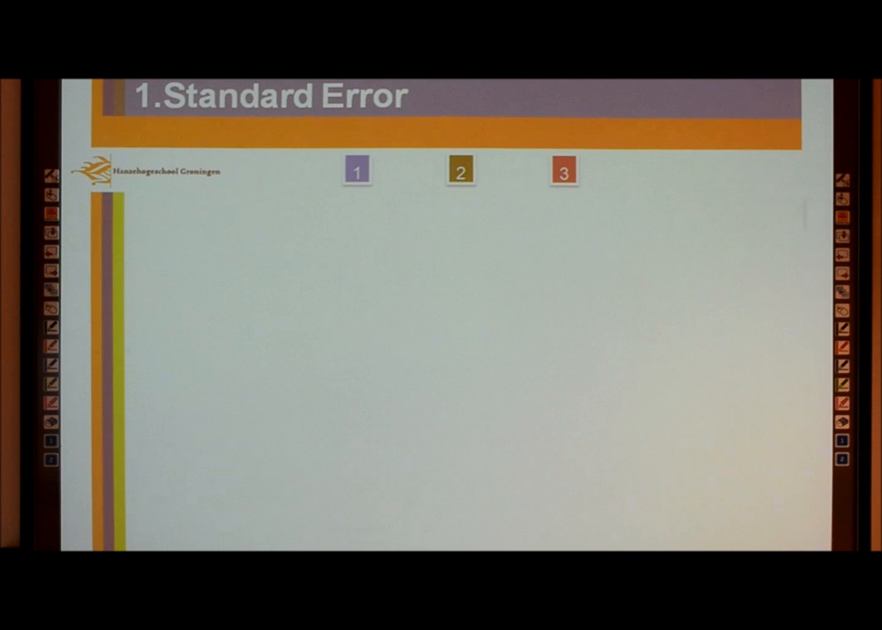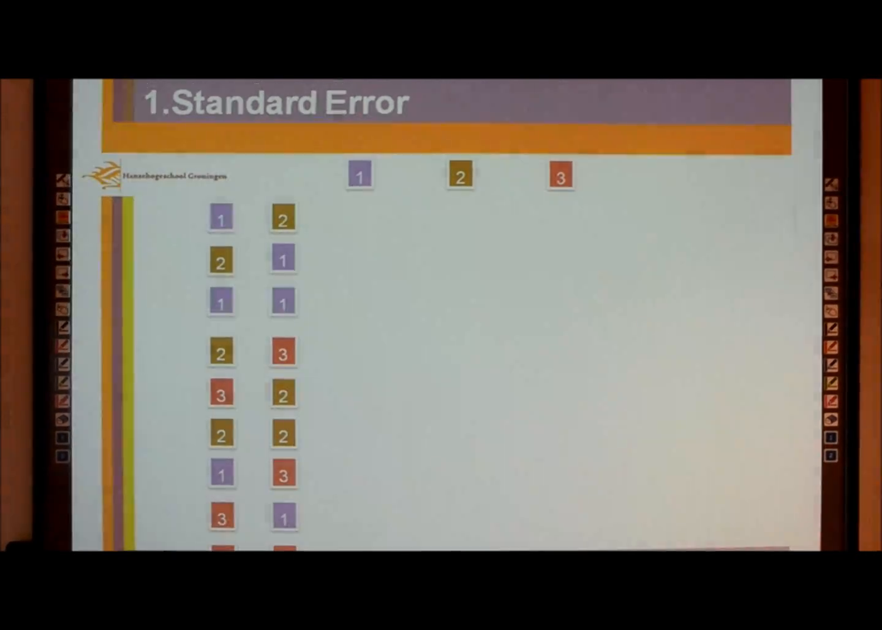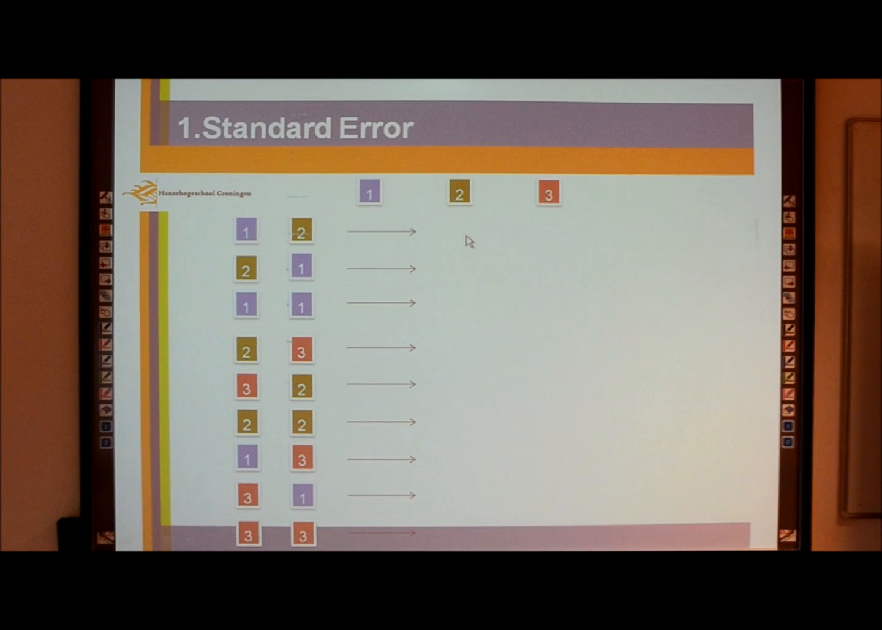Suppose we have 3 numbers, and each of the numbers can be chosen 2 times. Each time we randomly select 2 numbers. How many combinations can we have? We can have many combinations like this. We can choose 1, 2, 2, 1, 1, 1, 2, 3, and go on. For each selected sample, we calculate the mean. We call these the sample means.